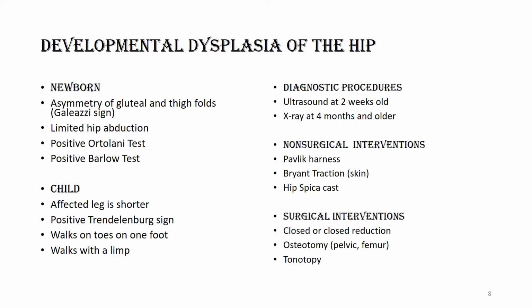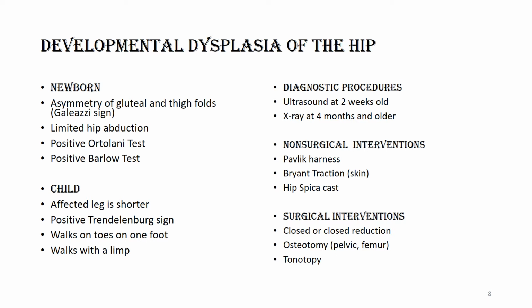If the hips are not in place, the child will be temporarily put in Bryant's traction, which is a skin traction, and they will have surgery. If the child is under 2 years old, it's generally a closed reduction surgery. If the child is older, it'll be an open surgery or an osteotomy.